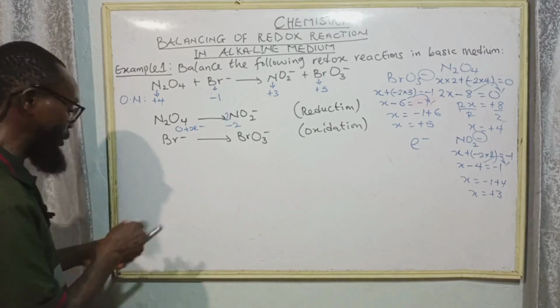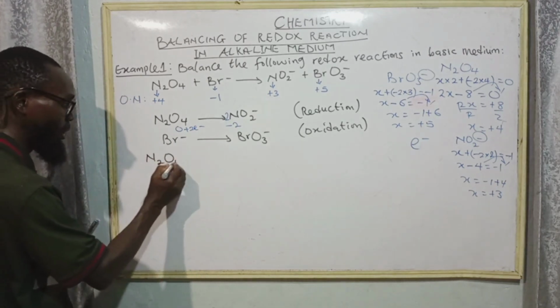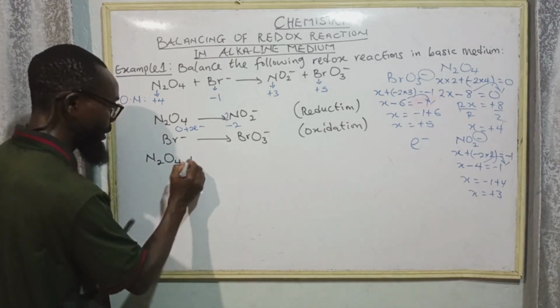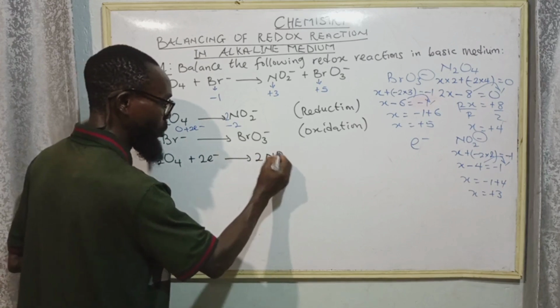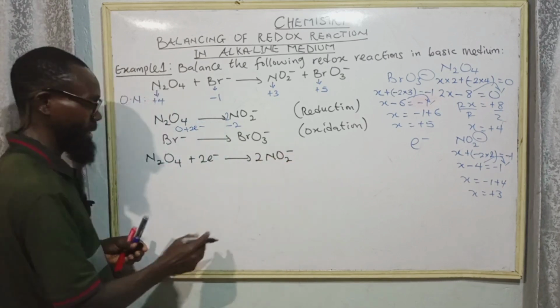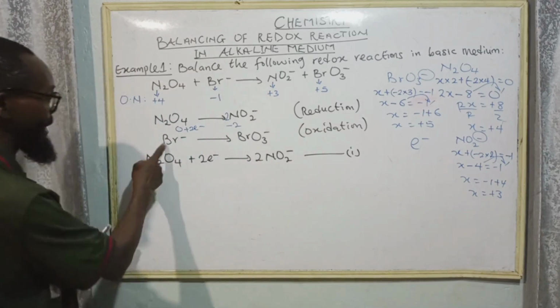So if I write this equation, I will have N2O4 plus 2 electrons to give us 2NO2 minus. Let's call this equation 1. Fine. Move on to the next one.